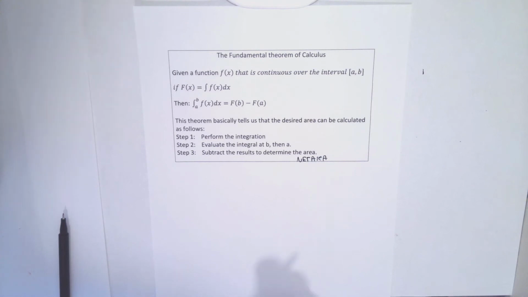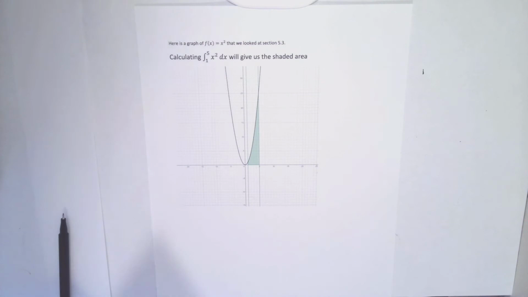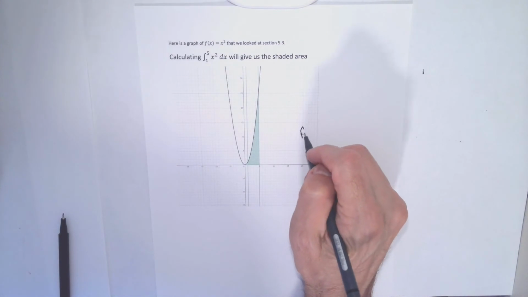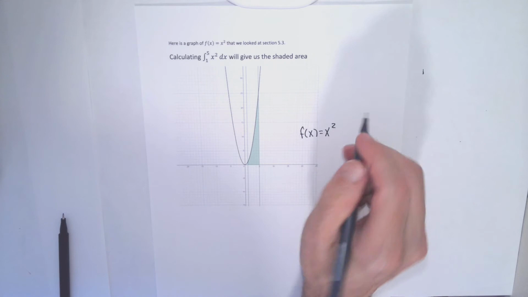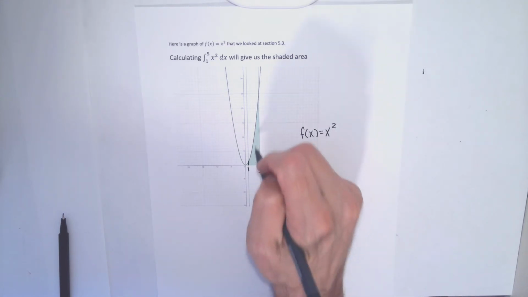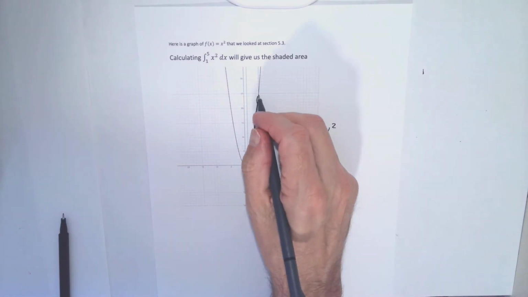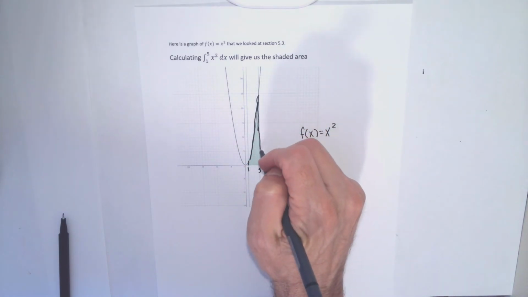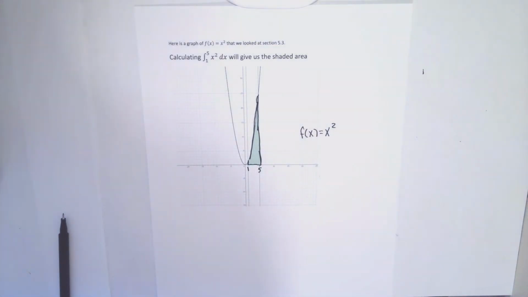And let me show you what I mean. So we're dealing with this parabola a lot in section 5.3. This is just the graph of f of x equals x squared, and I have shaded between x equal to 1 and x equal to 5. And in section 5.3, we did estimates of this area using rectangles.